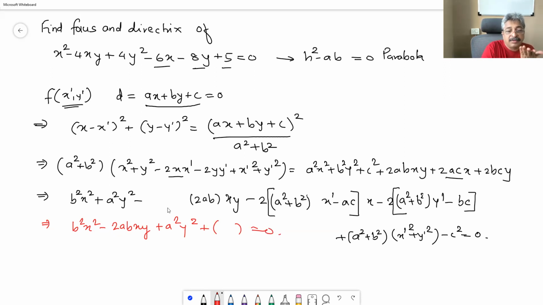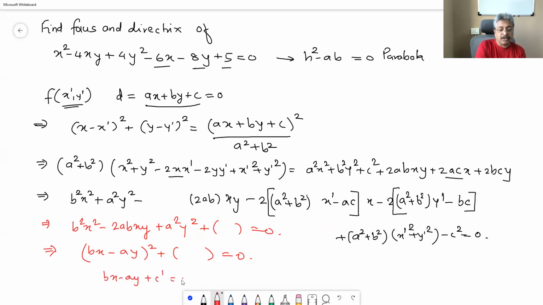Now it is looking good. Otherwise, this was very heavy. This is equal to (bx minus ay) bracket square plus something is equal to 0. So if you complete the square of the homogeneous part of the general equation, you get bx minus ay. Suppose we consider that bx minus ay is some line with some constant c dash. So bx minus ay plus c dash is equal to 0.